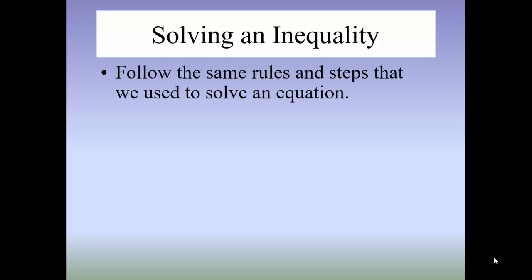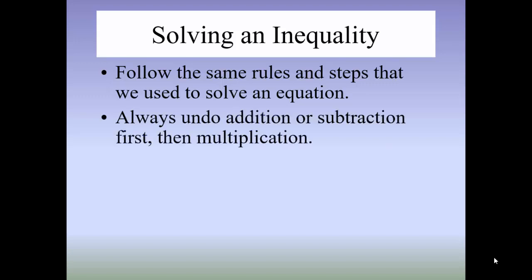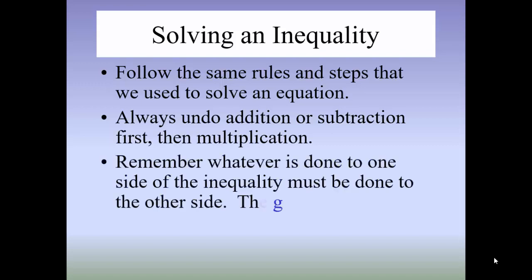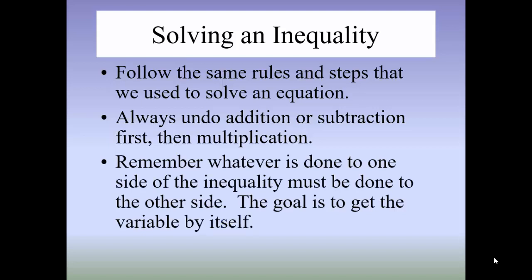So when it comes to solving an inequality, we want to follow the same rules and steps that we use to solve an equation. We always want to take the time to undo addition or subtraction first, and then undo multiplication or division. So whatever we do to one side of the inequality must be done to the other side. The goal is to get the variable by itself. Something that is very important for us to consider that is different for inequalities than equations is that when we are solving inequalities, we always want to start with our variable on the left-hand side.